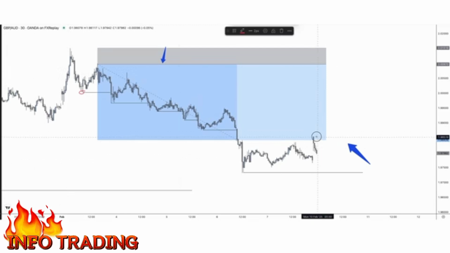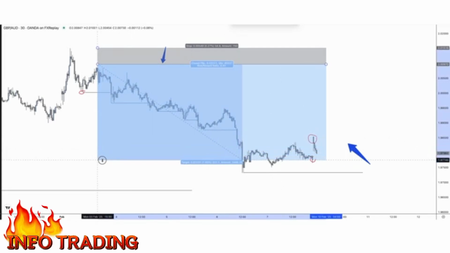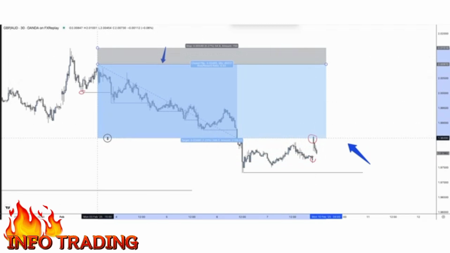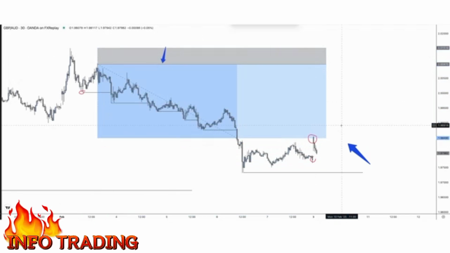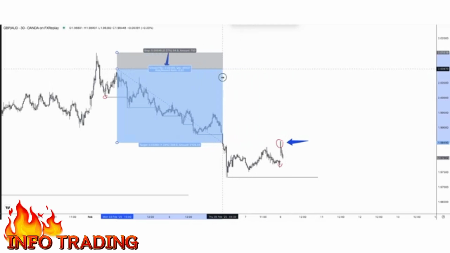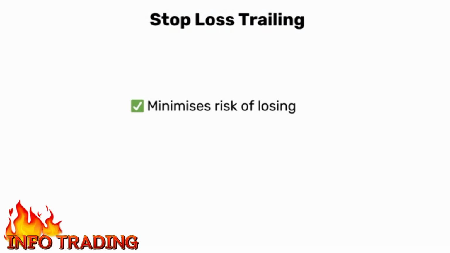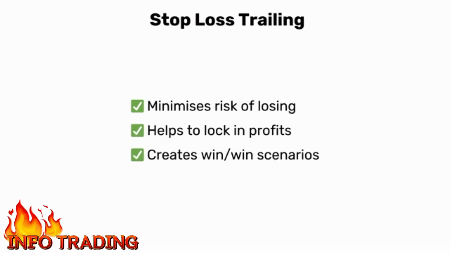Now we've been stopped out down here due to a market gap. Your more realistic close for a position is going to be around there. End of week, close the trade up and let it go, which would be 5.87, but even 4.6 is definitely something to be rather happy with as well. And that's a solid explanation of stop loss trailing, which is an excellent way to minimize losses and maximize returns from your trades. Stop loss trailing helps to minimize the risk of losing, helps to lock in profits, and creates win-win scenarios, which is quite a rare thing to get in trading.